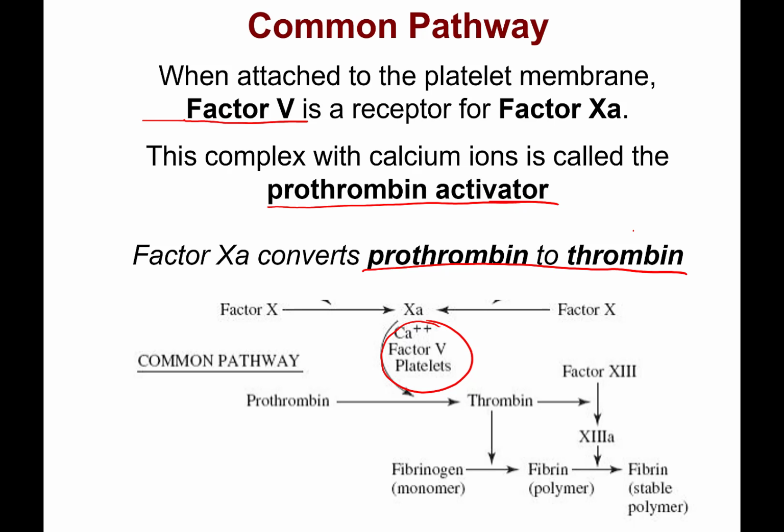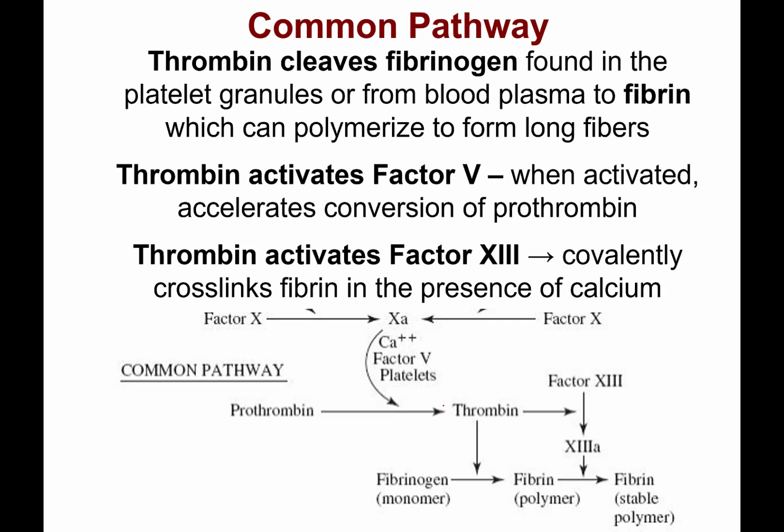And so factor 10A, along with the prothrombin activator complex, converts prothrombin to thrombin, and then now thrombin can convert fibrinogen to fibrin. So that's illustrated here. Thrombin also serves to activate factor V, which, when activated, accelerates the conversion of prothrombin. So it's another positive feedback loop here.